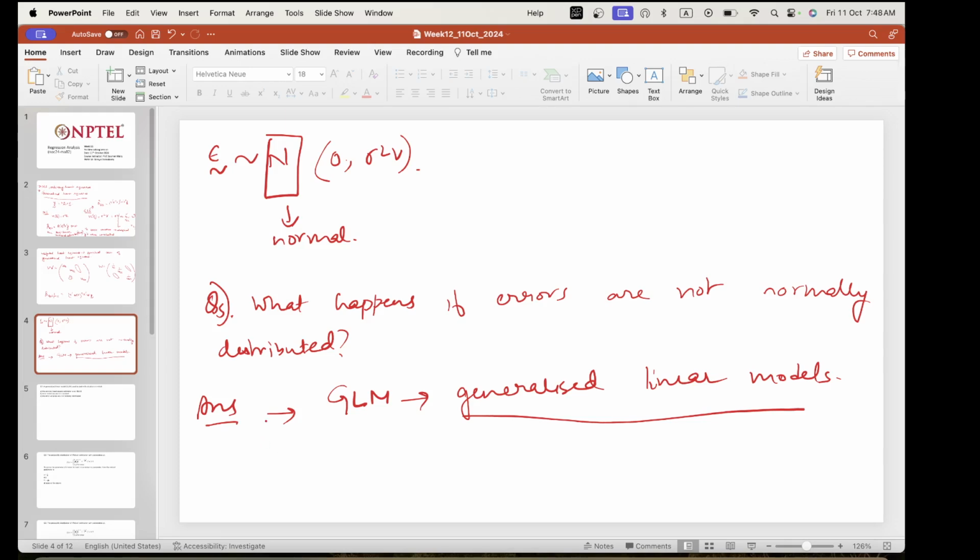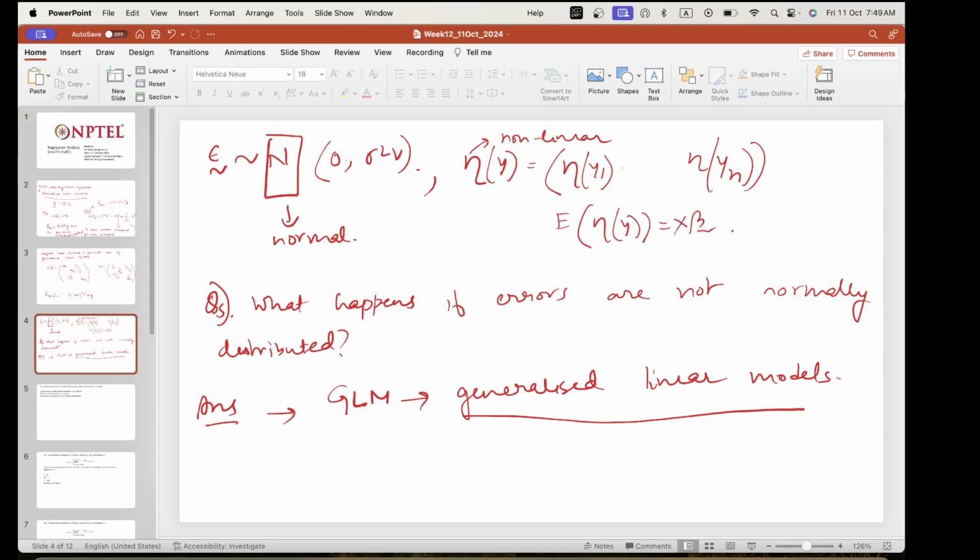In case where error variables are not normally distributed, or in case where we construct a vector of nonlinear functions of the response, that is, if we transform y to eta y, where eta is nonlinear, then we would get a vector like this: eta y1, eta yn. Then if we have something like expectation of eta y equal to x beta, that is also the case where we can apply GLM, and these are or situations.